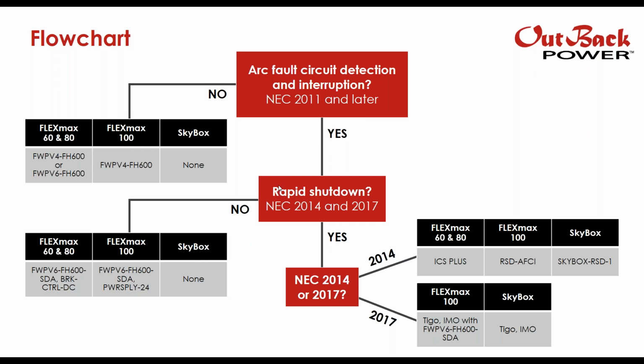Okay, so if rapid shutdown is needed, meaning you're in NEC 2014 and 2017, then which code cycle are you in? If you're in 2014, for the FM80, the ICS Plus solution meets this requirement.